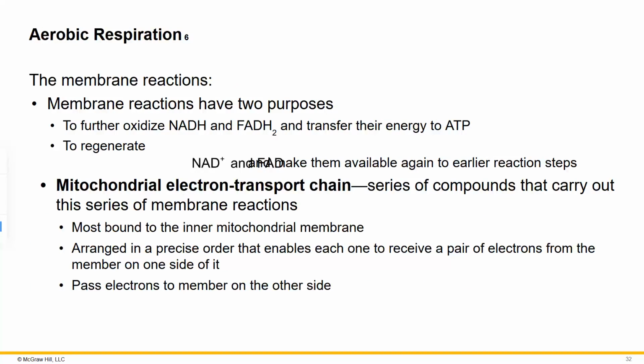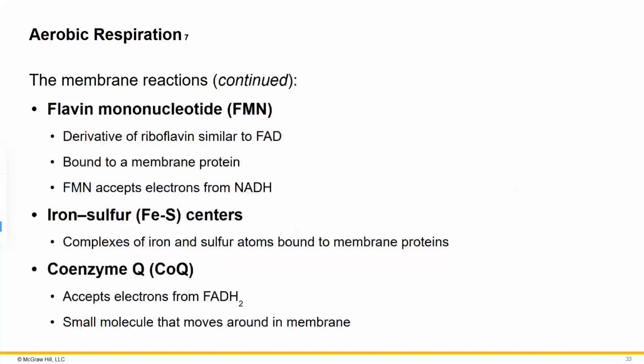So the membrane reactions have 2 purposes. They want to further oxidize NADH and FADH2, and then regenerate those carriers for later on in the process. The electron transport chain is a series of compounds that carry out the series of membrane reactions. Most of them are bound to the inner mitochondrial membrane, arranged in a precise order that enables one to receive a pair of electrons from the member on one side of it, and pass electrons to the member on the other side.